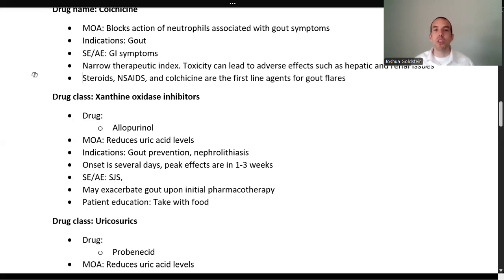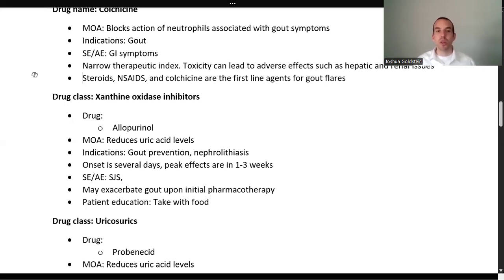Let's start with allopurinol. The drug class is xanthine oxidase inhibitor, and this reduces uric acid levels. We use this for gout prevention. We also use this for nephrolithiasis, which is kidney stone. The onset is several days, and it peaks at about 1 to 3 weeks. The adverse effect is SJS, so make sure you're assessing their skin for that developing. And this one, allopurinol and probenecid, unlike colchicine, cannot be started during an acute attack. And patient education, take it with food.